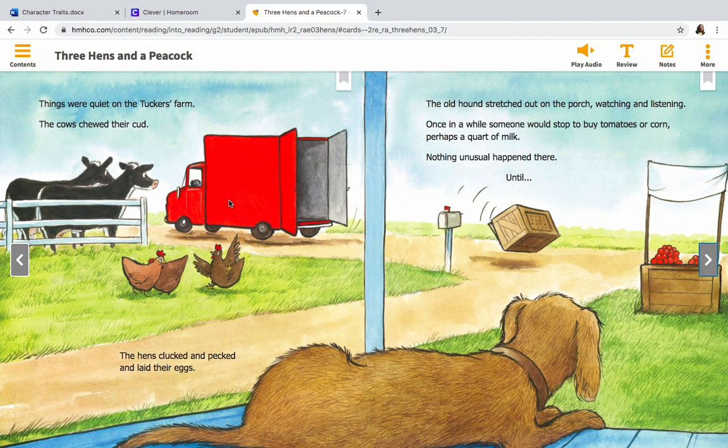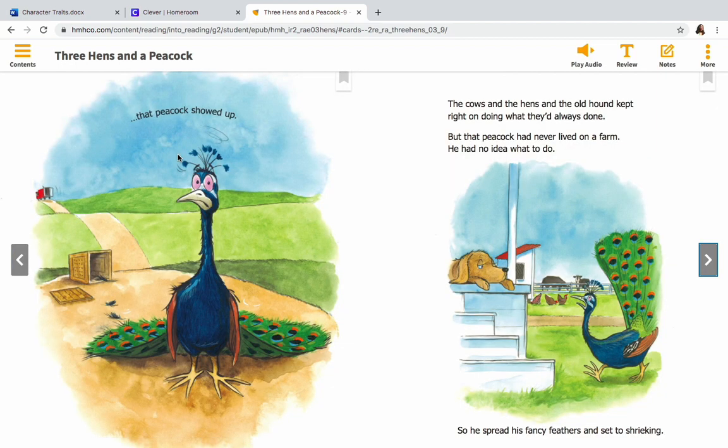Things were quiet on the Tuckers' farm. The cows chewed their cud, the hens clucked and pecked and laid their eggs. The old hound stretched out on the porch, watching and listening. Once in a while, someone would stop to buy tomatoes or corn, perhaps a quart of milk. Nothing unusual happened there. Until that peacock showed up.